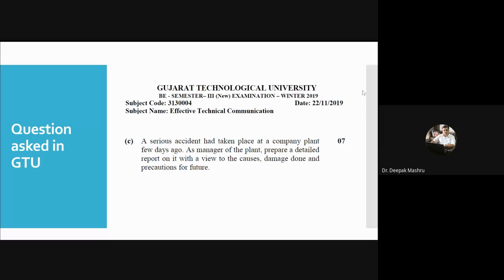This was the question which was asked in the last exam, in November 2019, exactly last year. A serious accident had taken place at a company plant a few days ago. As a manager of the plant, prepare a detailed report on it with a view to the causes, damage done, and the precautions for the future.